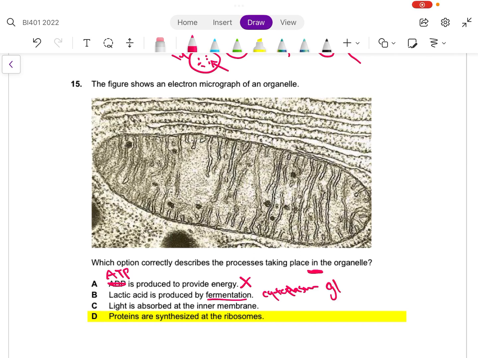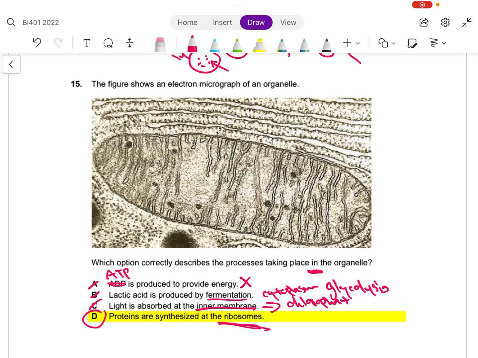Okay, remember, glycolysis takes place in the cytoplasm, right? So it's not within the mitochondria. So B is also out. C, light is absorbed at the inner membrane. No, this is more referring to the chloroplast. And actually also for the chloroplast, it's not the inner membrane, it's the thylakoid membrane. So D is the best answer.